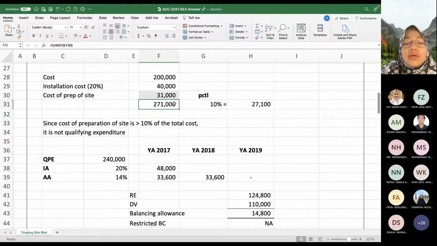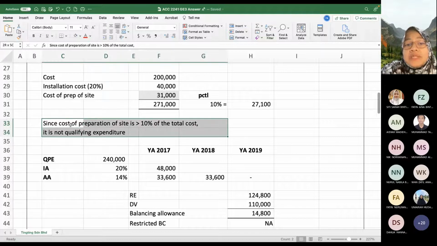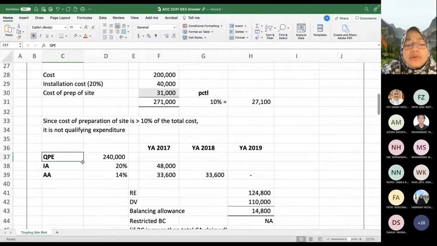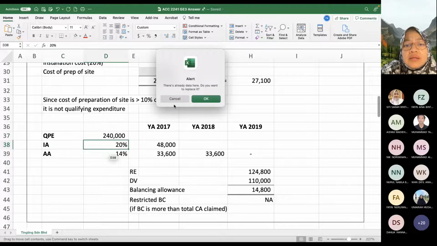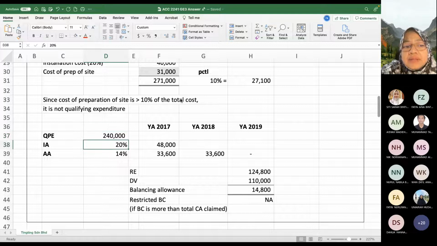I do have, most of you, I think you got it right. It's just that some of you did not actually explain what's the implication of having this 10% PCTL, yeah, the tax. So you have to explain a bit whether the PCTL is a qualifying or non-qualifying, right? From there, you got your QE, and that's the tax rate. Sorry, not a tax rate, the IA and the AA, the initial and the annual.